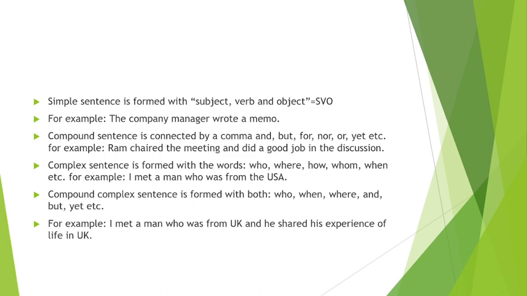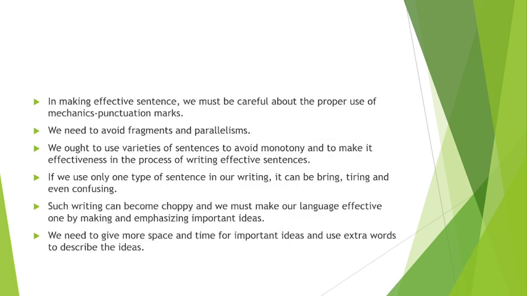And another one, the compound complex sentence, is formed with both who, when, where, and, but, and so on. These both are mixed while making compound complex sentences. For example, I met a man who was from the UK and he shared his experience of life in the UK. See, it is joined with who, this is complex, and then again and is used there, which is another connection of the sentence, and then who shared, now another idea. So this is called a compound complex sentence.